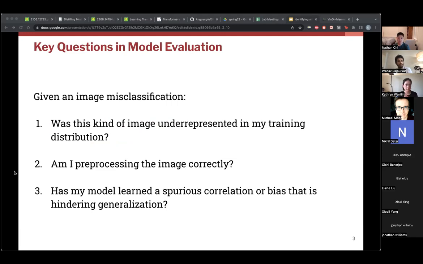Cool. So just to set the stage for the key questions in model evaluation that these two papers tackle. They're trying to ask the question: if you're given an image misclassification, can you understand anything about whether this kind of image was underrepresented in my training distribution? Did I pre-process incorrectly? Or has my model learned some spurious correlation or bias that's hindering generalization in my test set? Trying to figure out interpretable tools to be able to correct for these kinds of mistakes.